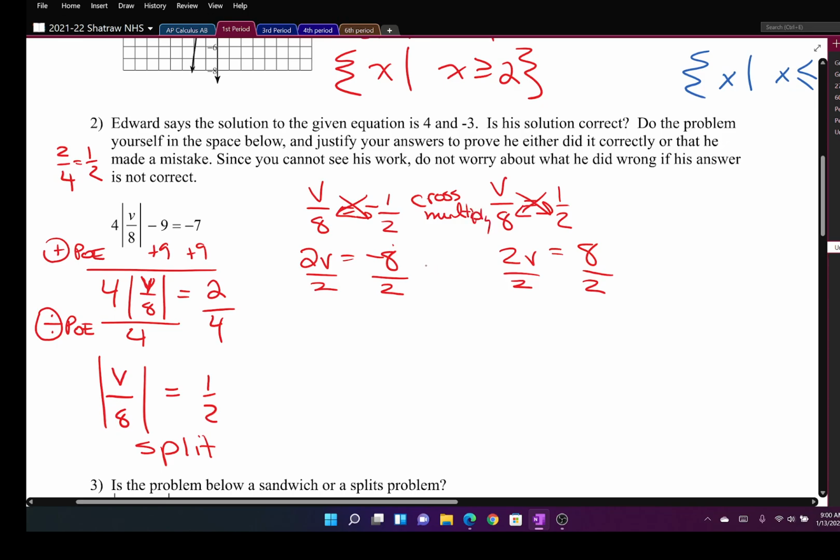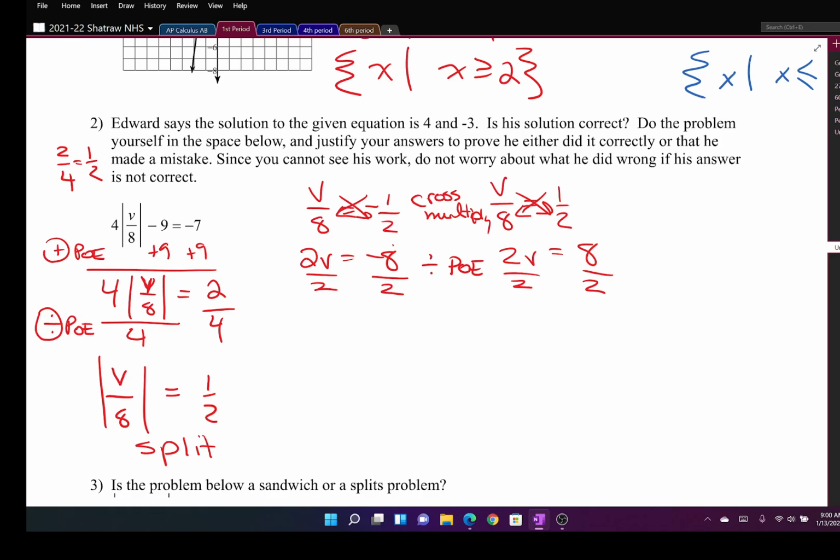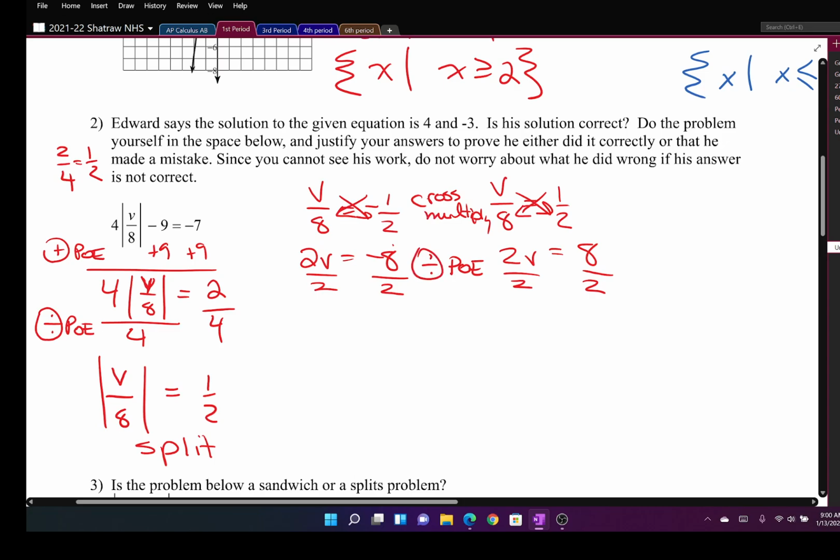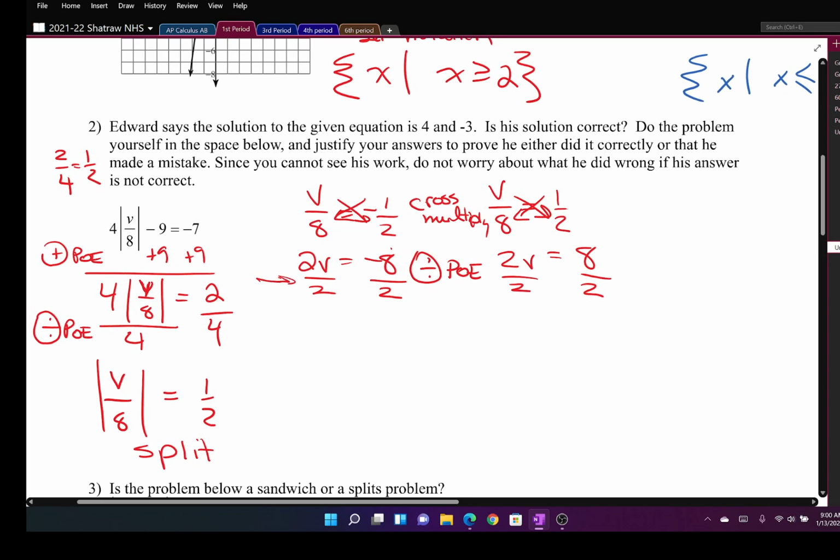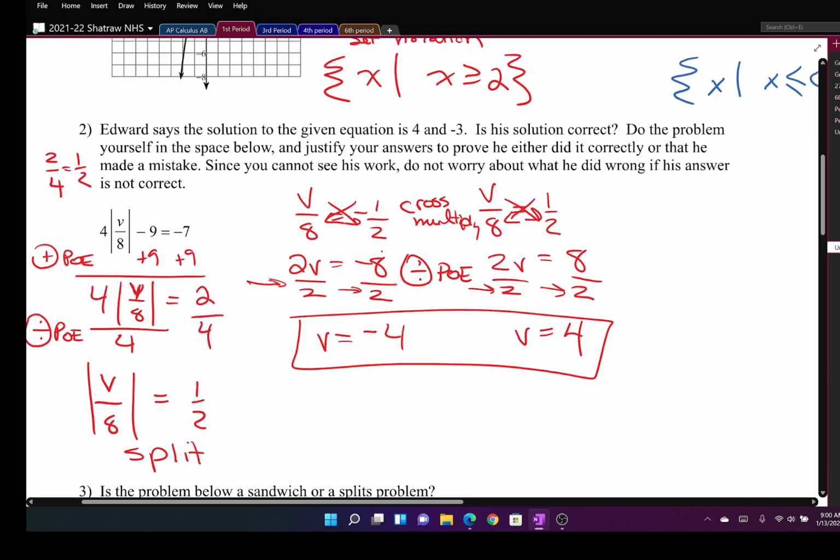And right now I'm using the division property of equality, and every single time I'm just using one property. I'm not using one property over here and a different property over there on each side of the equation. No, on each side of the equation, here I divided, here I divided, here I divided, here I divided. I'm feeling really good about my steps. Ready? V equals -4 and V equals +4. And I'm sorry, but his answer is correct.